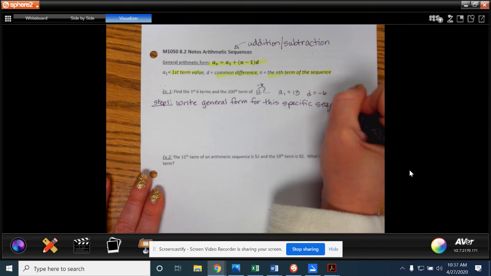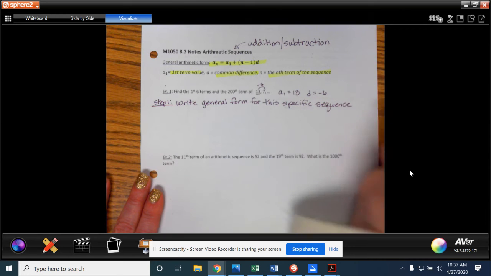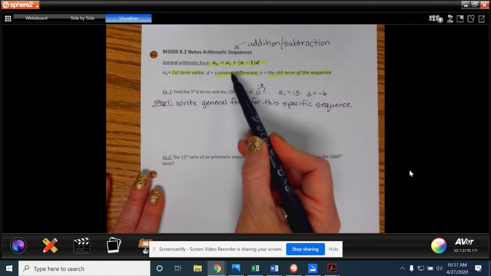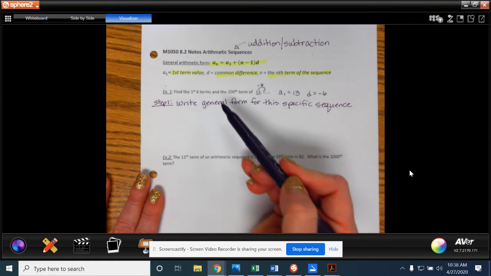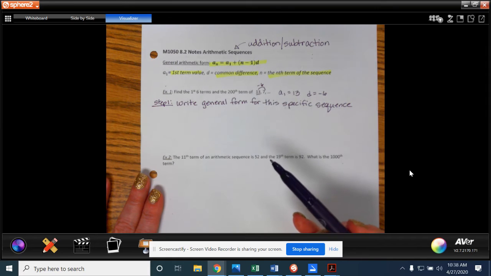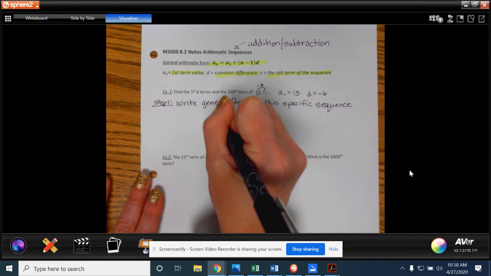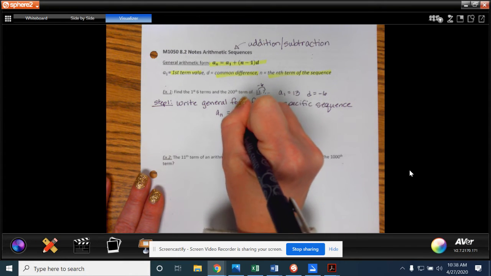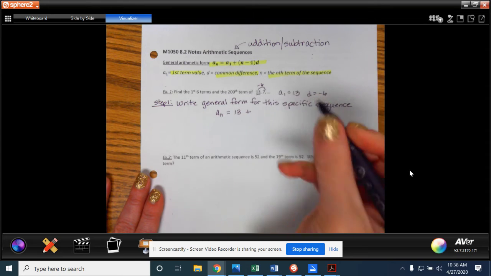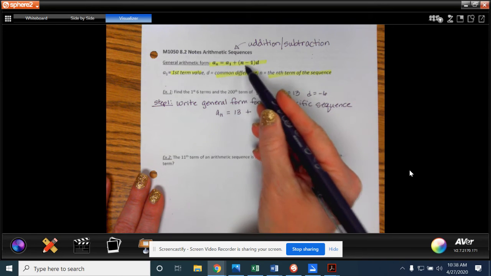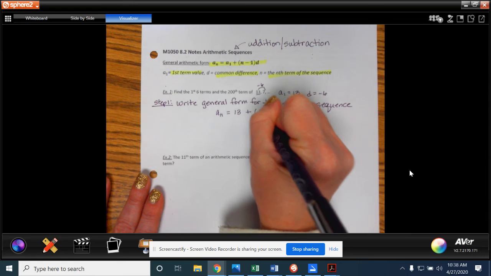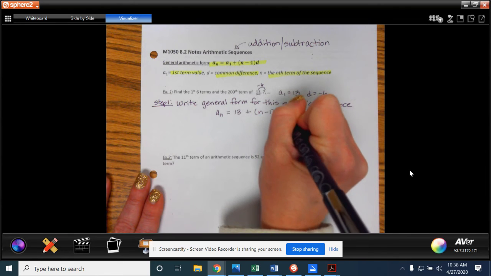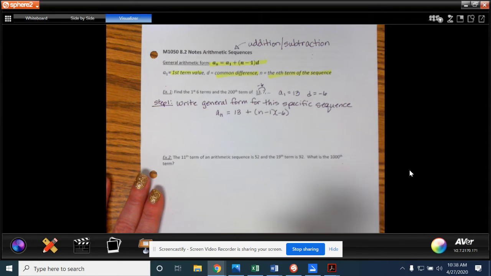And hopefully you reviewed what a sequence is in the prior video. What we do is take this general form and plug in our A of 1 and our d. Simple as that. So at any output, I have 13 plus, because that's my A of 1, n minus 1 times d. Well, d is -6.